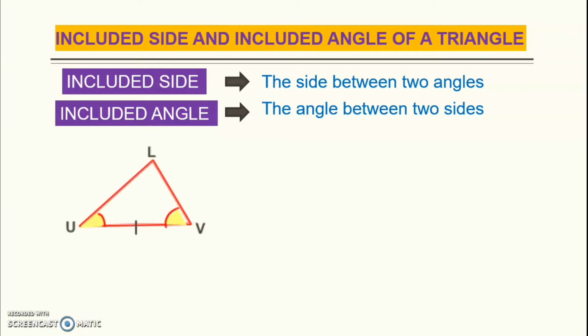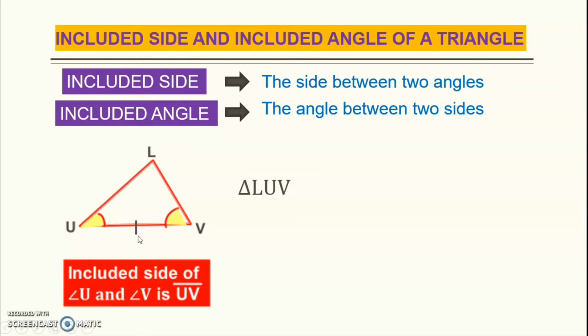So, we have an example, triangle LUV. Included side natin dito, given, di ba? Given yung dalawang angles. Tapos yung included side nila or in between nila ay merong side. Ito yung tinatawag na included side. And this, sa angle U and angle V, ang included side ng angle U and angle V is the side UV. Ito, side UV.